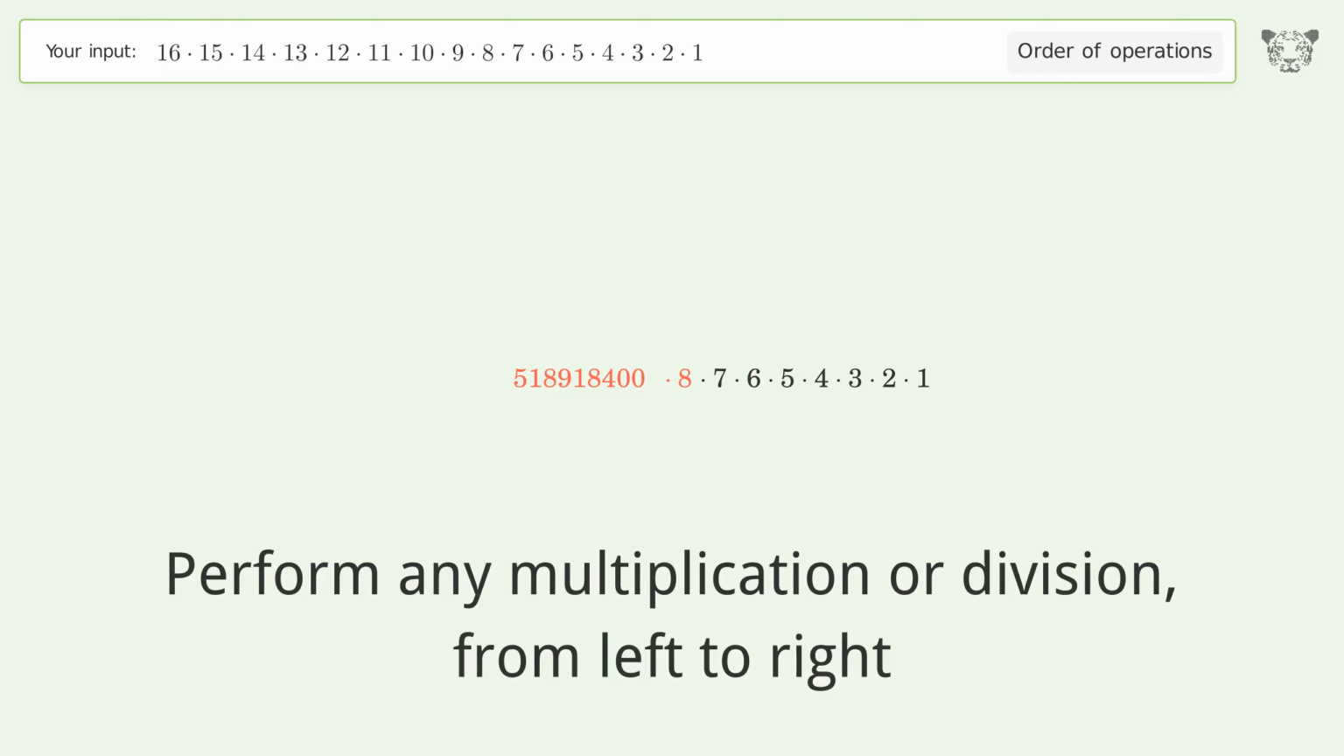518,918,400 times 8 equals 4,151,347,200. 4,151,347,200 times 7 equals 29,059,430,400. 29,059,430,400 times 6 equals 174,356,582,400.